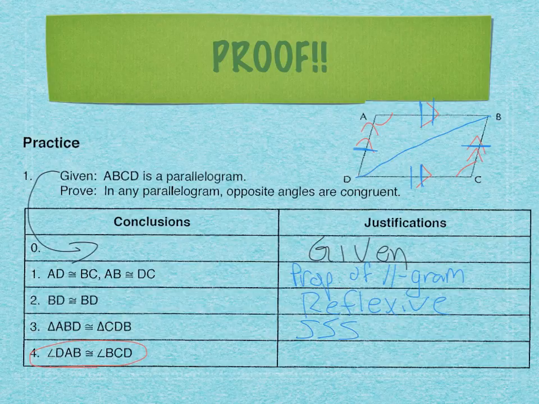Now how do I go from a triangle to a piece? CPCF, congruent parts of congruent figures. So we've proved that in any parallelogram, because we didn't use our picture too much, it helped us keep track of things. But for any parallelogram, those opposite angles are going to be congruent.